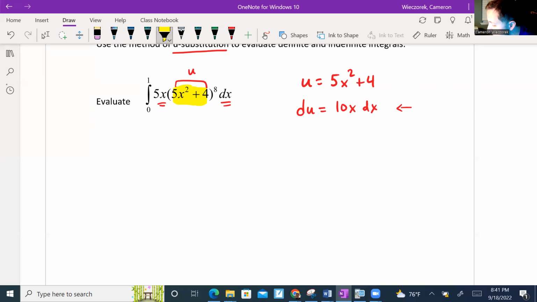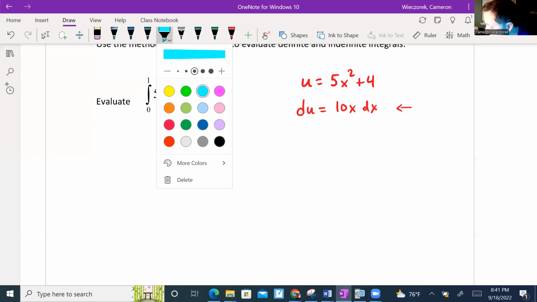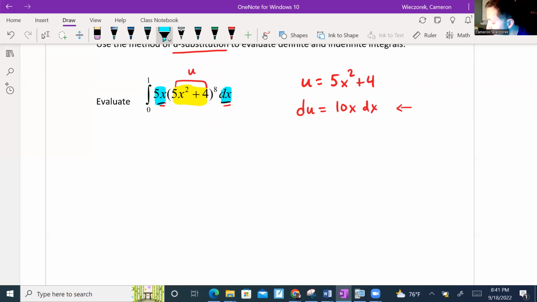That's what's left over. Let's see if I can change my highlighter color. That's what I want to be left. And so what I'm going to do is make the 10 turn into a 5 by doing the legal algebra move on both sides. I'm going to divide both sides by 2. So I get 1/2 du equals 5x dx. Now I've got the blue piece that was left over inside of my integrand.